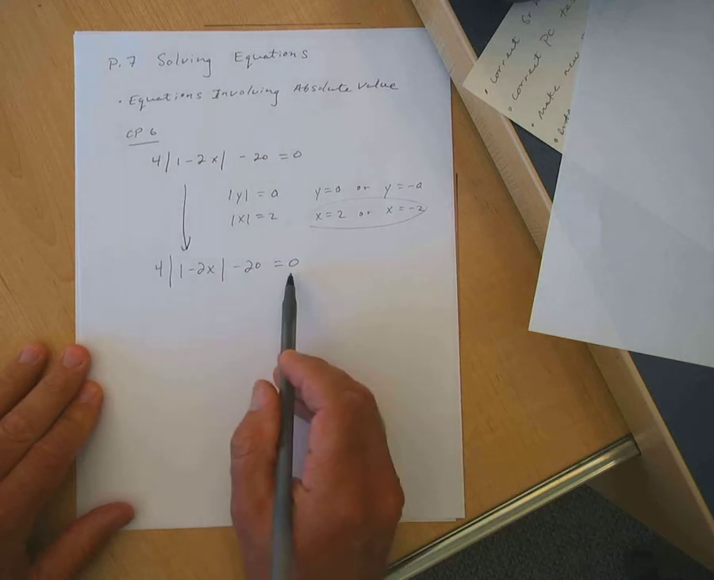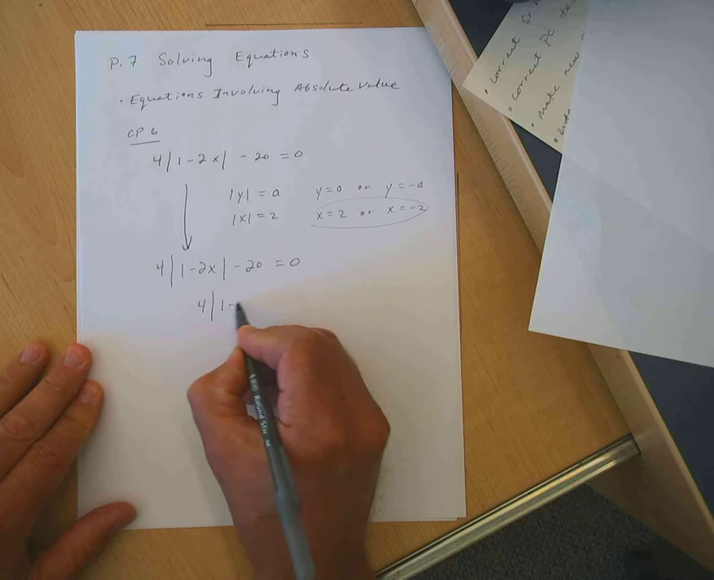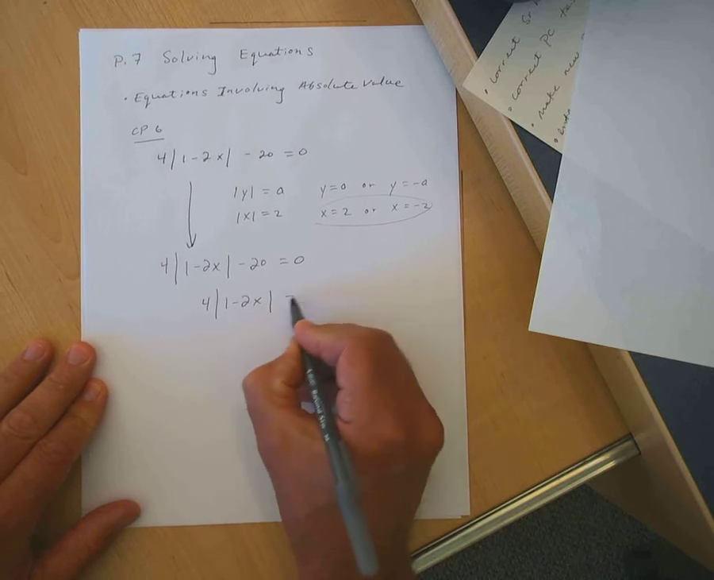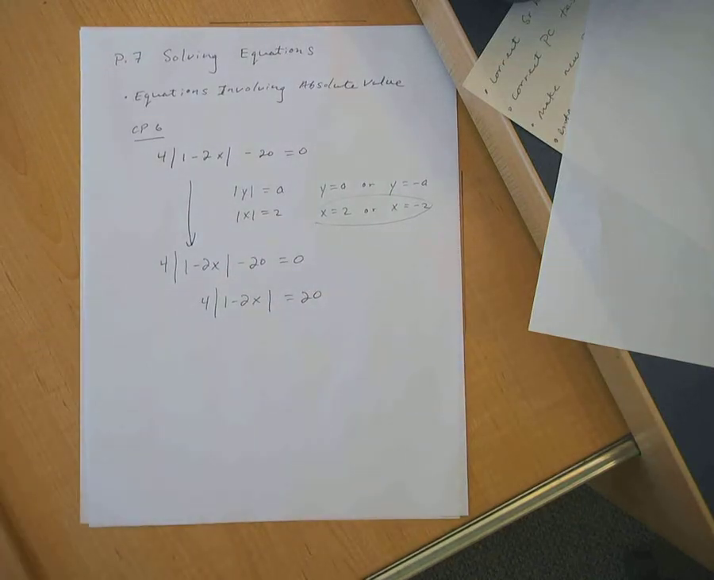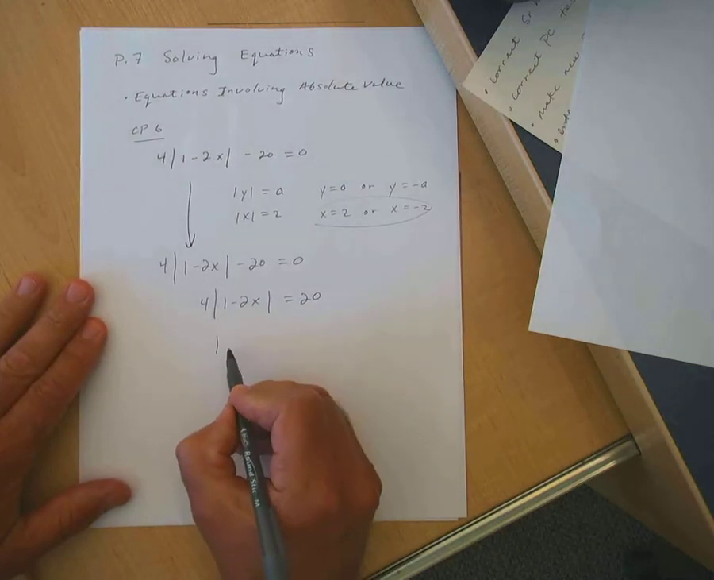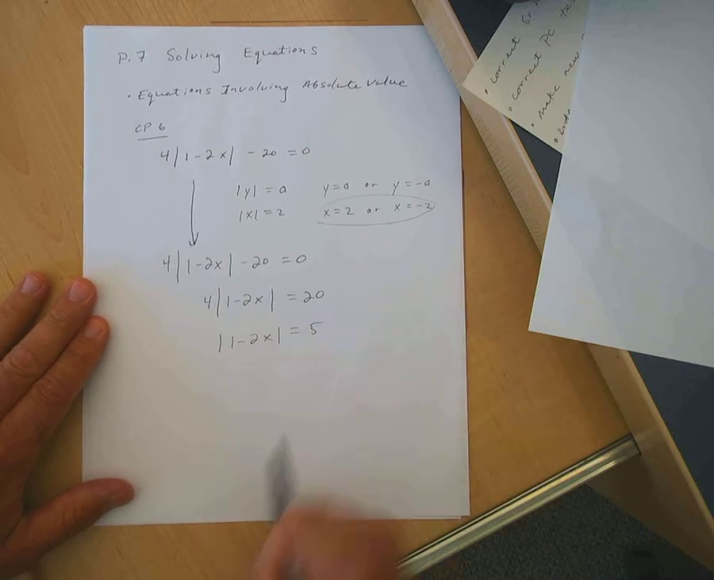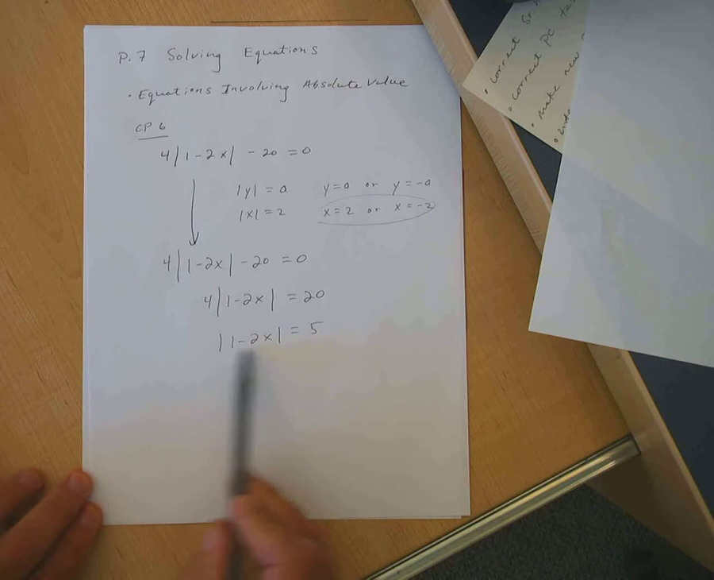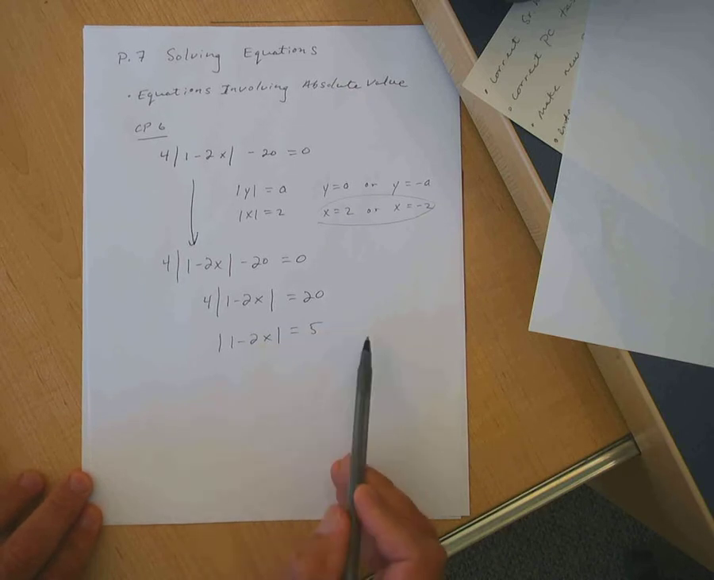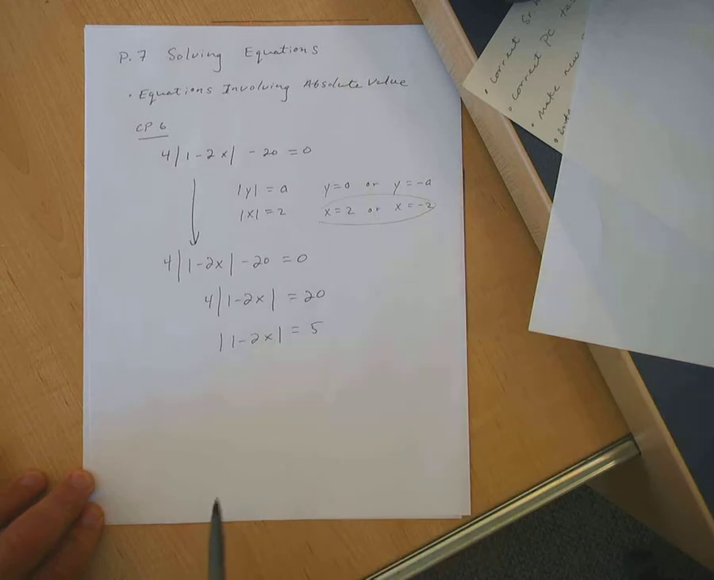First of all, I'm going to add 20 to both sides, and then I'll have 4 times the absolute value of 1 minus 2x equals 20. Now again, I want to get the absolute value all by itself, so let's divide both sides by 4. So I'll get the absolute value of 1 minus 2x equals 5. Okay, at this point, I've got absolute value on one side, I've got a number or an expression on the other side, and I can translate it into two equations to work with.